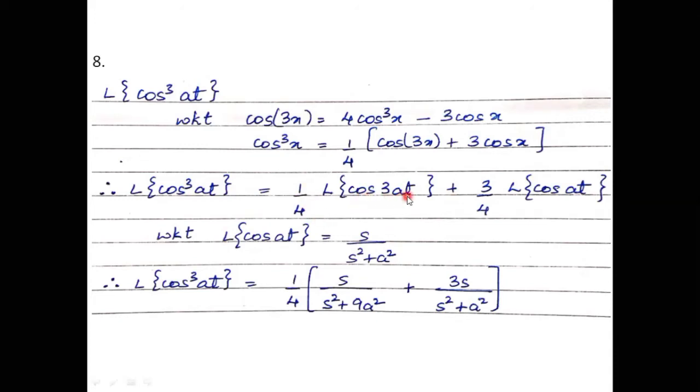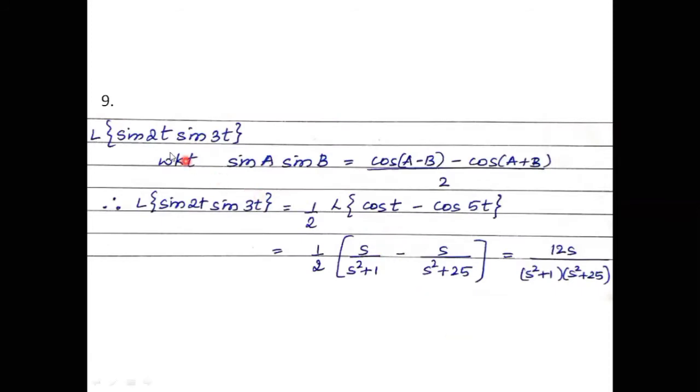Cos 3at is s by s square plus a square. In place of a, I am having 3a. So it is 3a whole square or 9a square, plus 3. I have taken this 1 by 4 outside. Cos at is s by s square plus a square. With this 3, that becomes 3s by s square plus a square. So this is all about this problem.